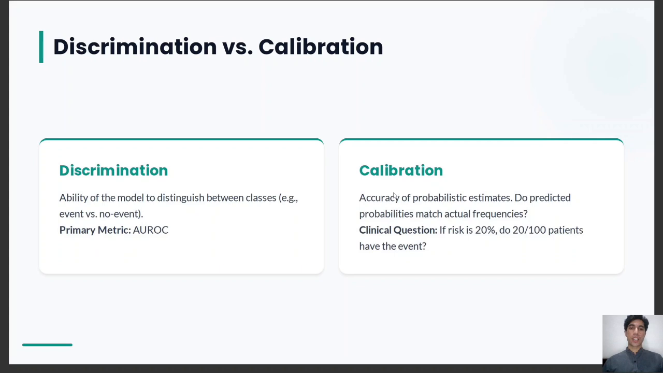On the other hand, calibration is the accuracy of probabilistic estimates. For example, if our model predicted a patient to have a 20% chance of sepsis, we have to look at whether 20 out of every 100 patients with the same conditions develop sepsis or not. So calibration is that the probability should be accurate. The probability that our model gives should be accurate.